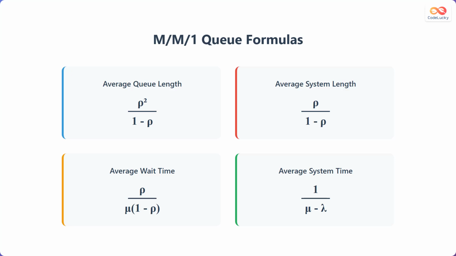Now let's look at some important formulas for the M/M/1 queue model. The average queue length L subscript Q is calculated as rho squared divided by 1 minus rho. The average system length L is calculated as rho divided by 1 minus rho. The average wait time W subscript Q is calculated as rho divided by mu multiplied by 1 minus rho. And the average system time W is calculated as 1 divided by mu minus lambda.